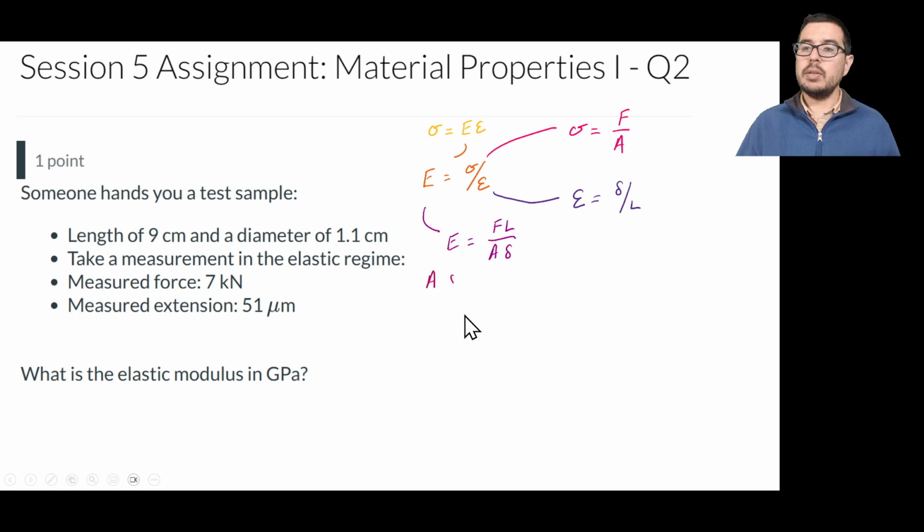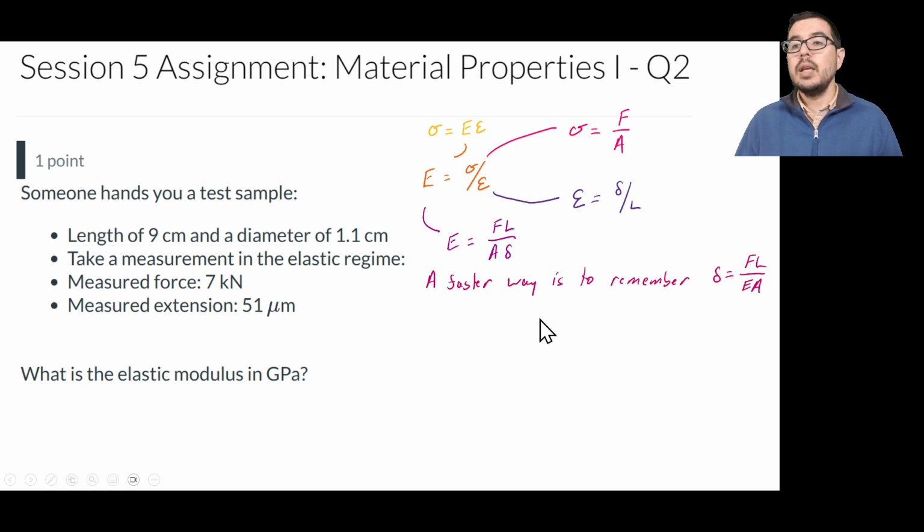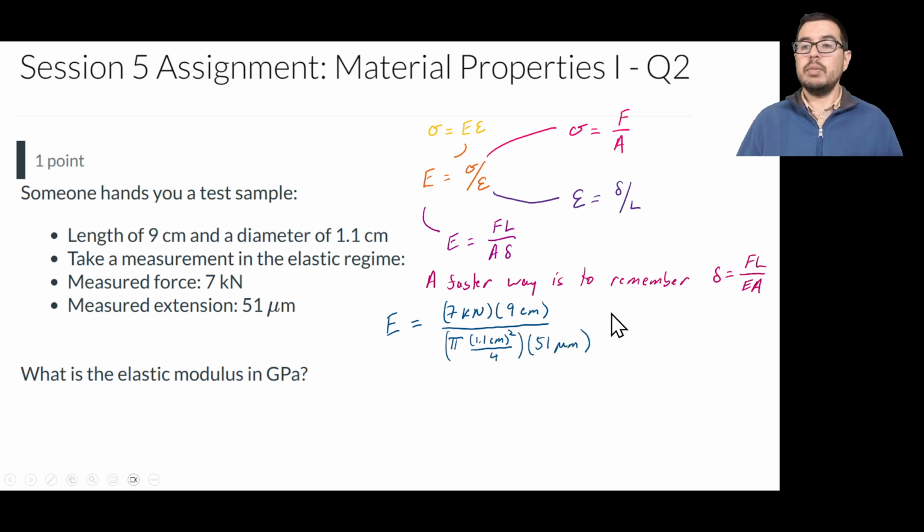Another way is to remember a formula that delta is equal to FL over EA. And this equation is useful in many circumstances, not excluding this one. And so what we can do is rearrange things such that we multiply both sides by E and we divide both sides by delta. And so we once again have E is equal to FL over delta A. Let's go ahead and do the substitution of the parameters that we have in mind, and this would be the numeric result.